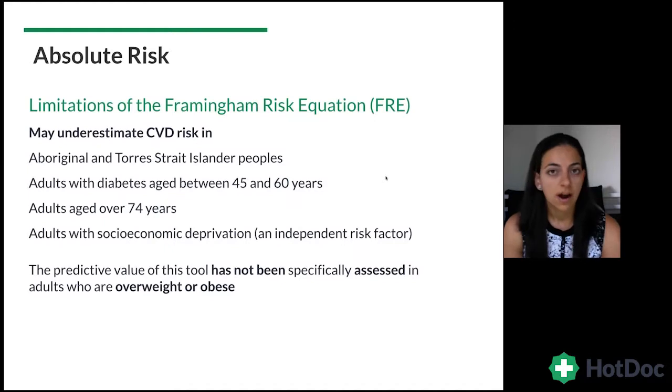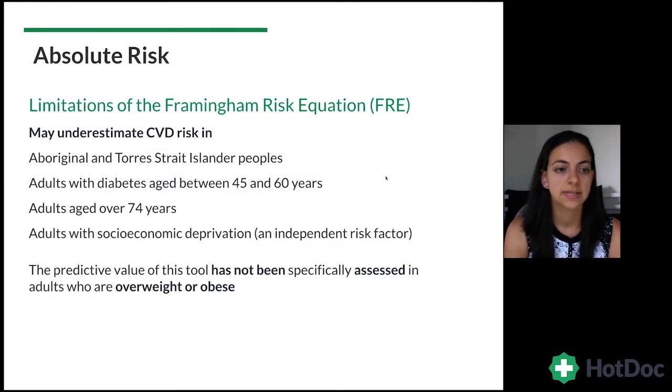Having said all that, there are some limitations to this process. For the Framingham risk equation, which is what we're using to calculate this, it may underestimate cardiovascular risk in the following groups: in Aboriginal and Torres Strait Islander people, in adults with diabetes who are aged between 45 and 60, in adults aged over 74, and in adults with socioeconomic deprivation or of lower socioeconomic status, because that is an independent risk factor in and of itself that would increase their overall risk profile.